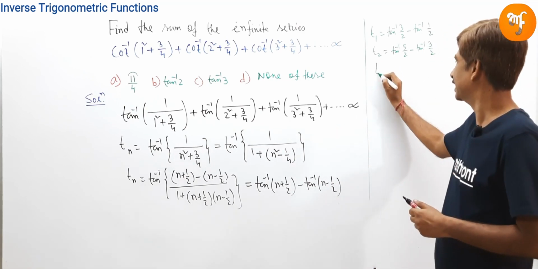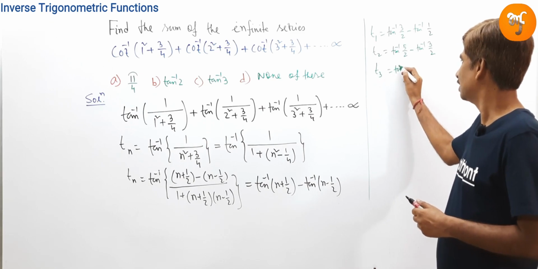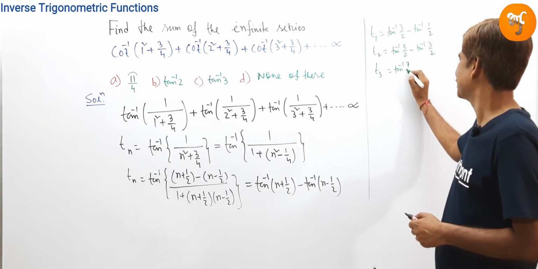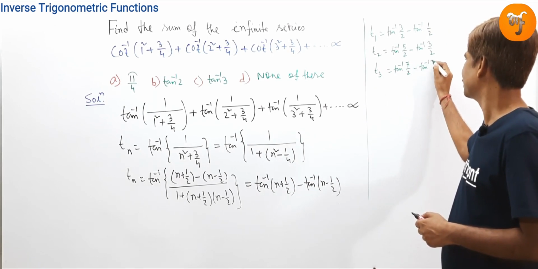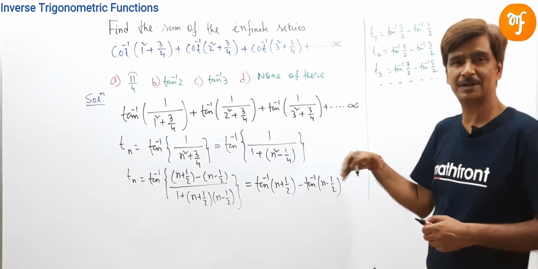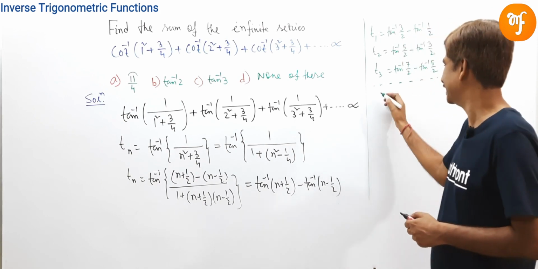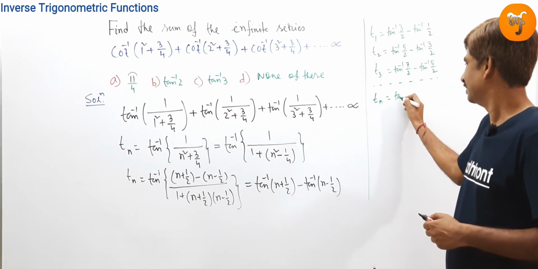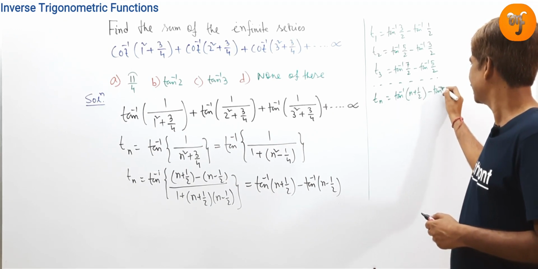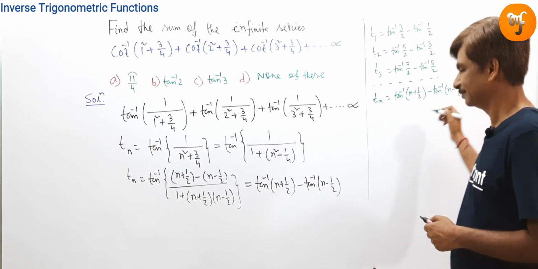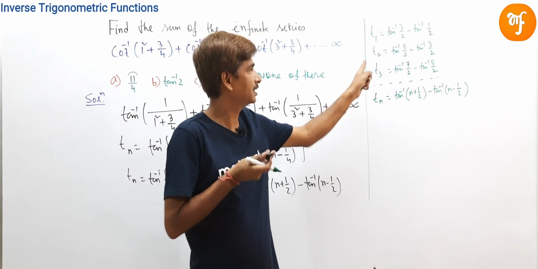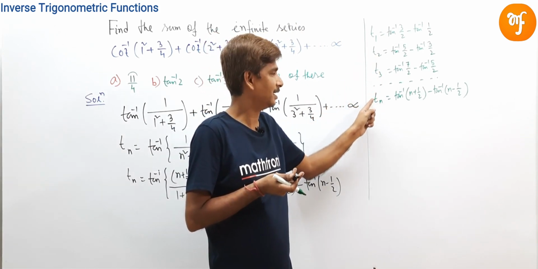Similarly, substitute n by 3. So T3 you will get, it is tan inverse of 3 plus half, that is tan inverse of 7 by 2. So we will write tan inverse of 7 by 2 minus tan inverse of 5 by 2. Okay. In this way we will continue till we substitute again n by n. That is, we will get Tn is equal to tan inverse of n plus half minus tan inverse of n minus half. Look. So we get T1, we get T2, we get T3 till we get Tn.